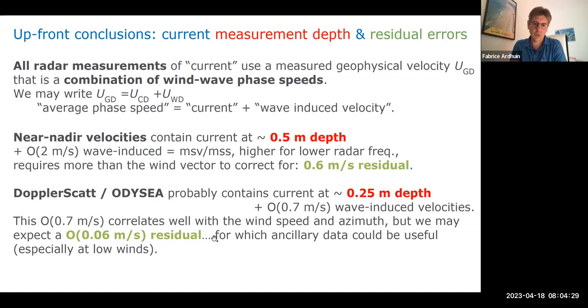If you want to go to high accuracy, you may want to use ancillary data, because that kind of error is not a random error, and it won't completely go away when you do averaging. So that's something to be maybe worried about.